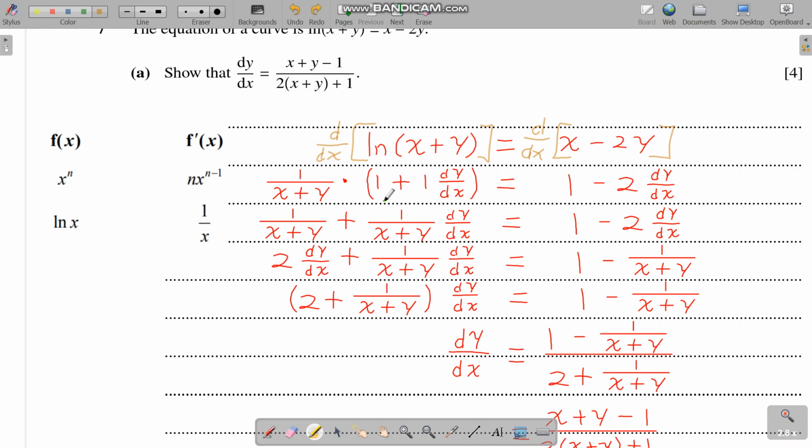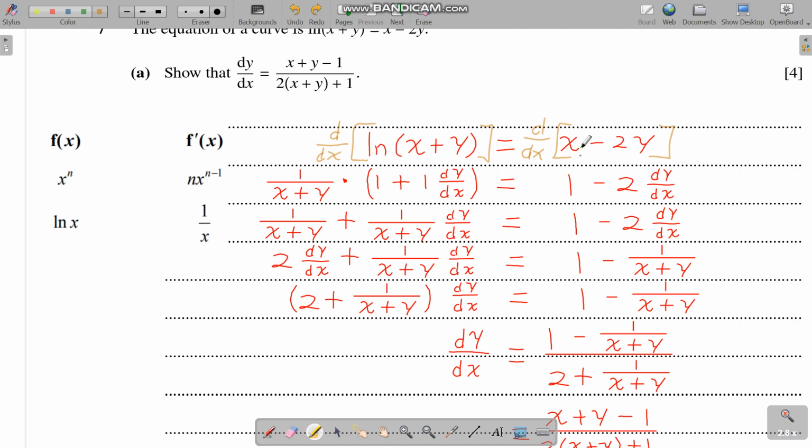The derivative of x with respect to x is just 1. The derivative of y with respect to x is not just 1 but 1 dy/dx. So just like the derivative of x, we get 1. The derivative of y, we also get 1, but since we have different letters here, this is y, this is x, we have to multiply by dy/dx. If this is z, then dz/dx.